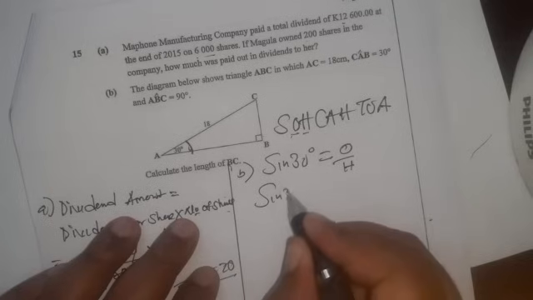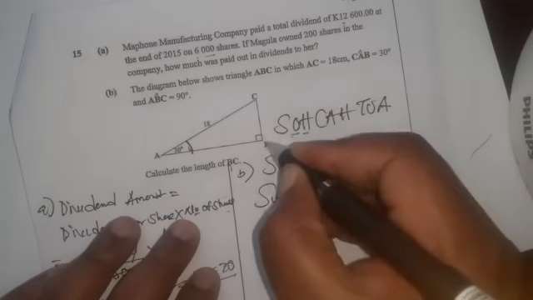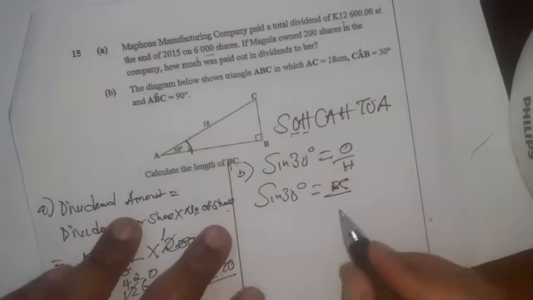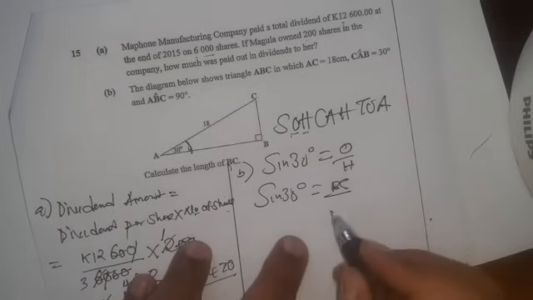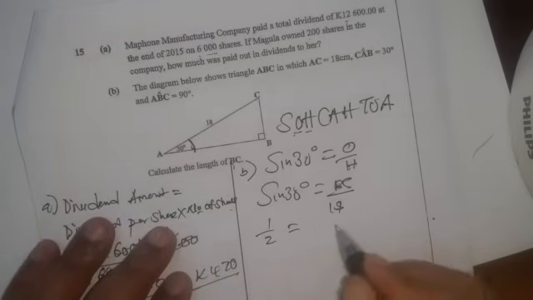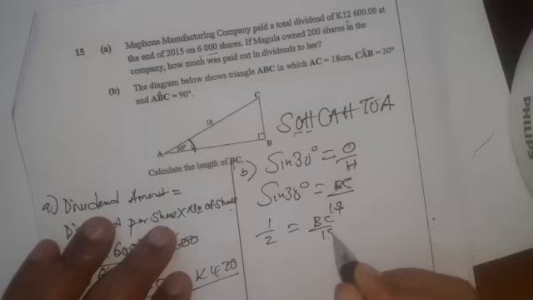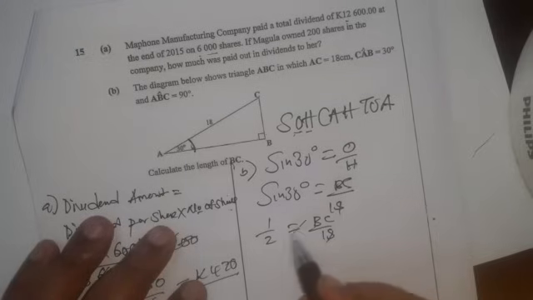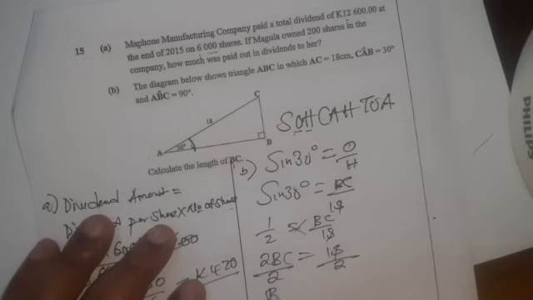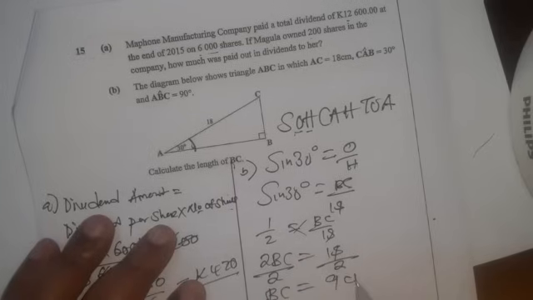So sine 30 degrees, my opposite is this side, BC. Over the hypotenuse is what? 18. Now, sine 30 is 1 over 2, alright? Is equal to BC over 18. You cross multiply this and that. So 2BC is equal to 18. So we'll divide by 2, we'll divide by 2. Alright, so BC is equal to 9 centimeters.